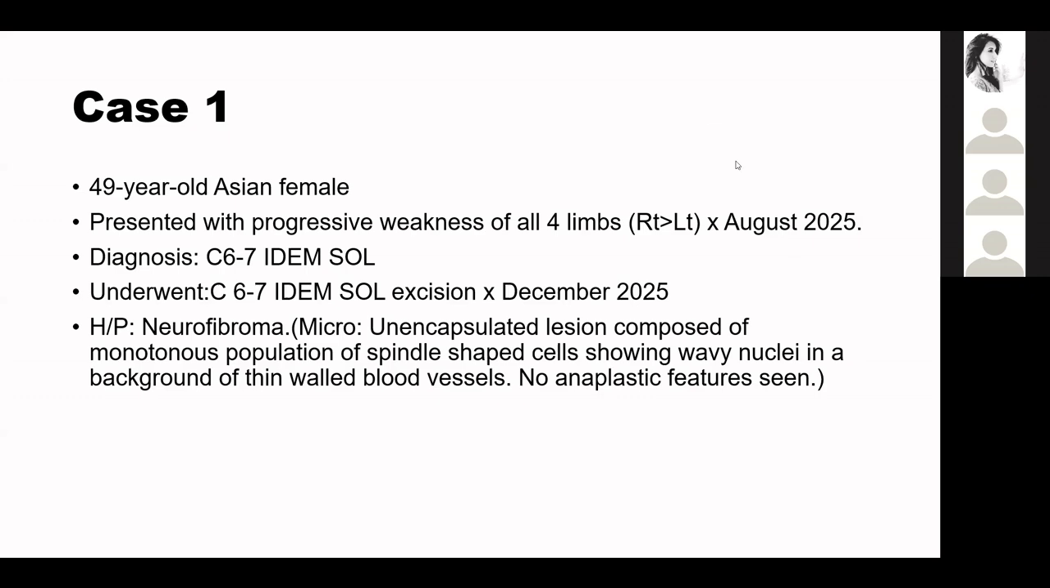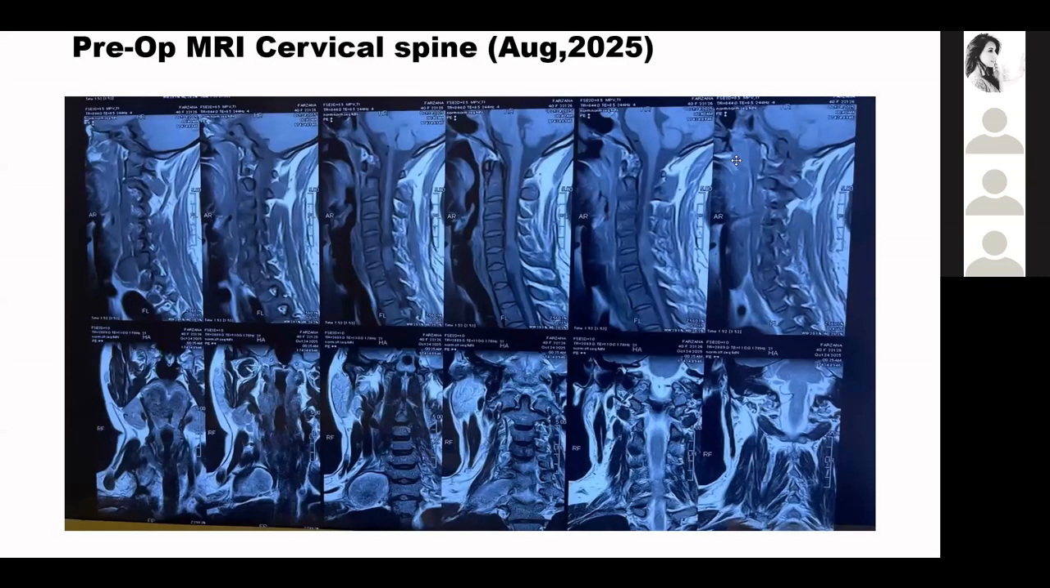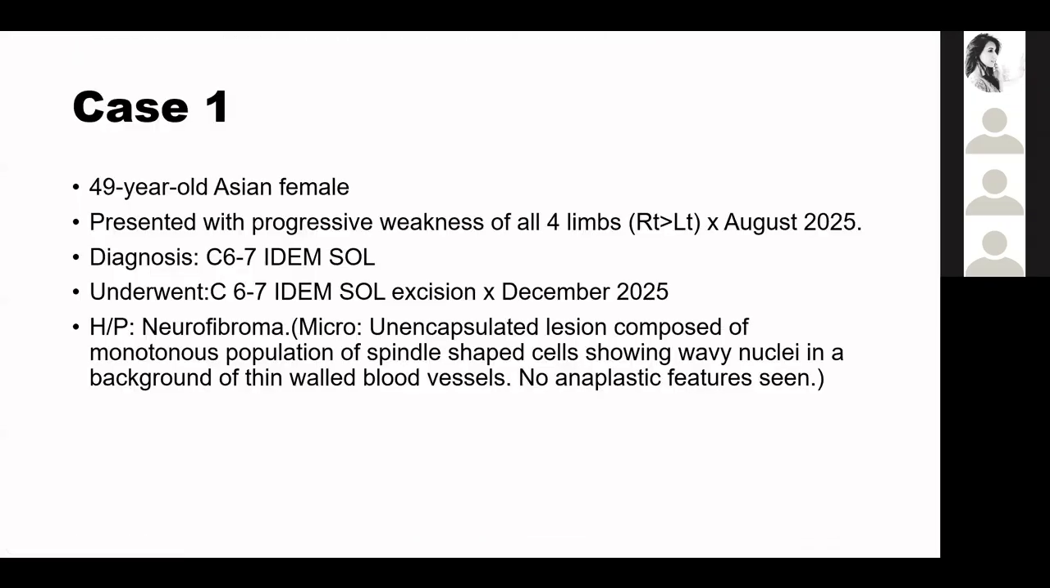Her MRI cervical spine showed a C6 and 7 intradural extramedullary lesion. She underwent excision for that in December 2025, and her histopathology showed it was a neurofibroma. I've shared the microscopic features with that. It was an unencapsulated lesion composed of a monotonous population of spindle-shaped cells showing wavy nuclei in a background of thin-walled blood vessels, and no anaplastic features were seen. I have shared her pre-op and post-op MRIs.